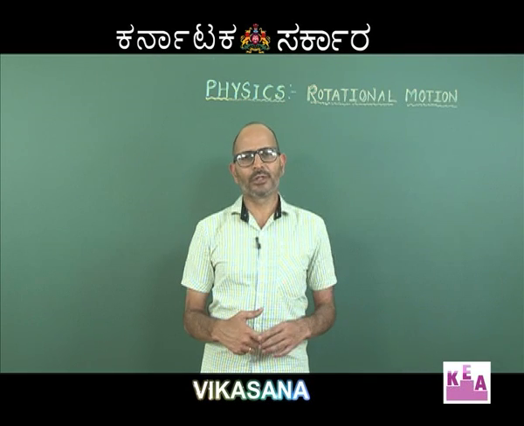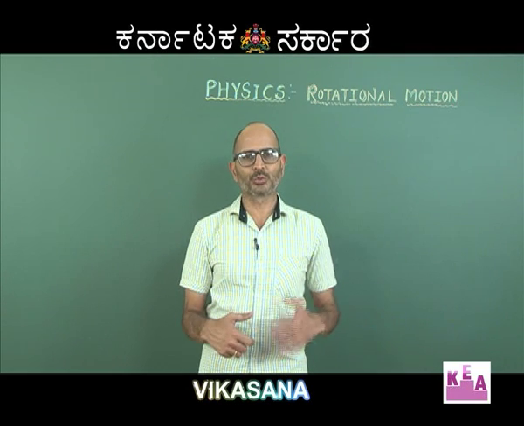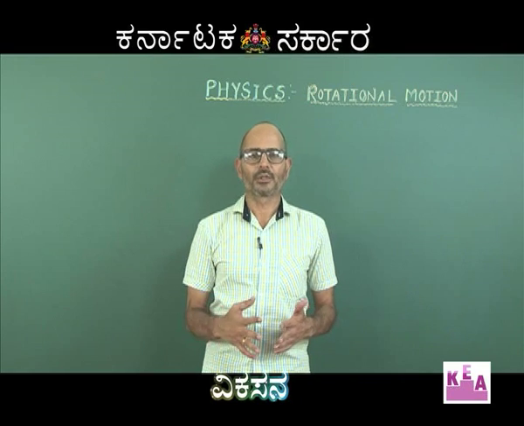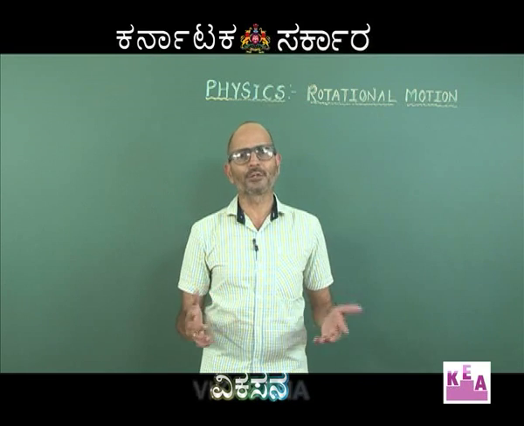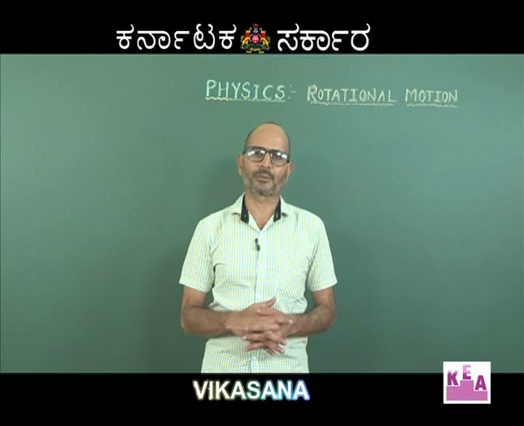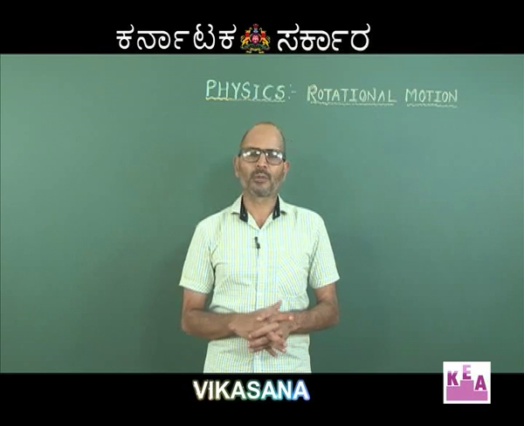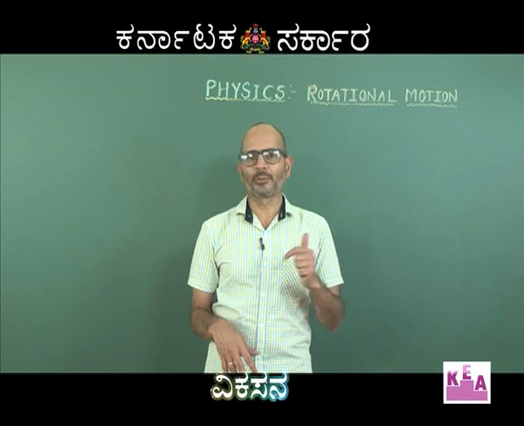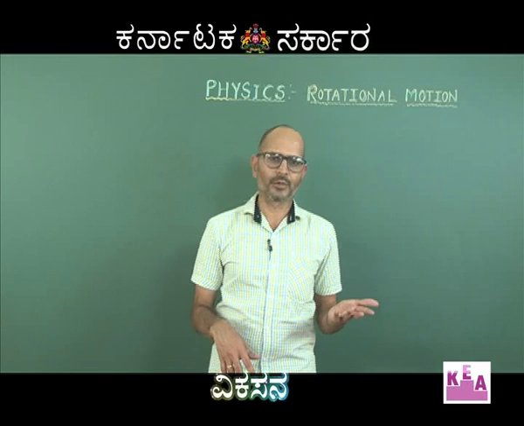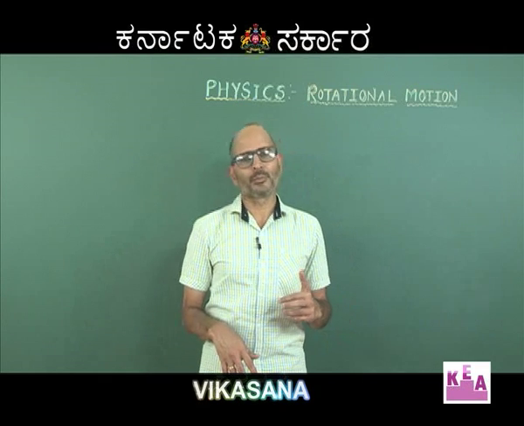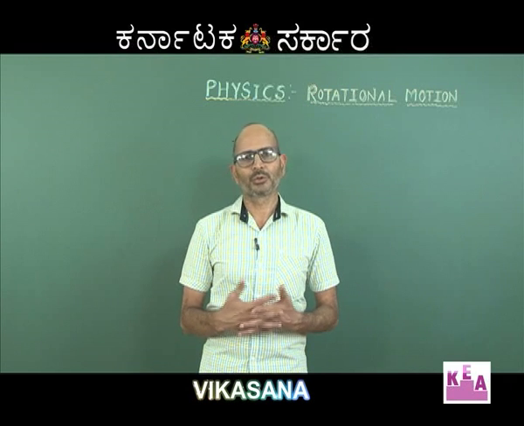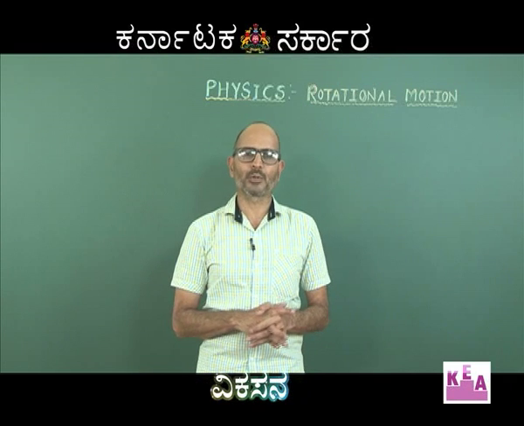I always have a feeling that this chapter is what the students find very difficult to grasp, and quite naturally, because there are many varieties of problems that we will come across in this chapter. We have problems on finding the moment of inertia, problems on conservation of angular momentum, problems on pure rolling, problems on slipping. So, we have got many varieties of problems here.